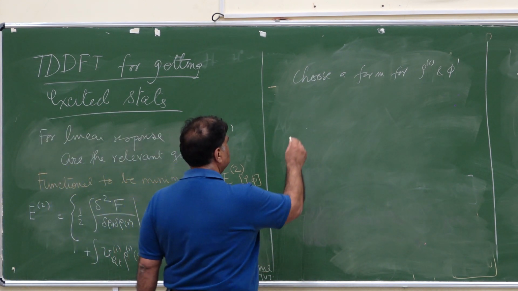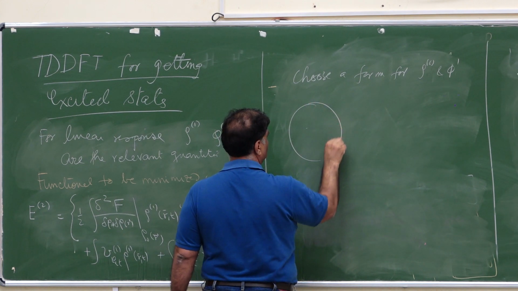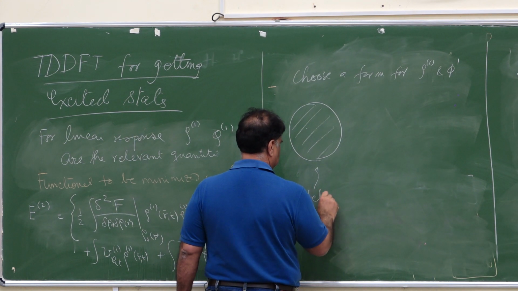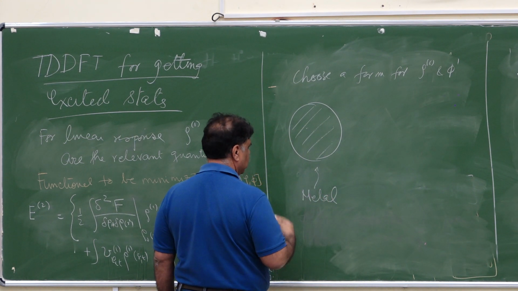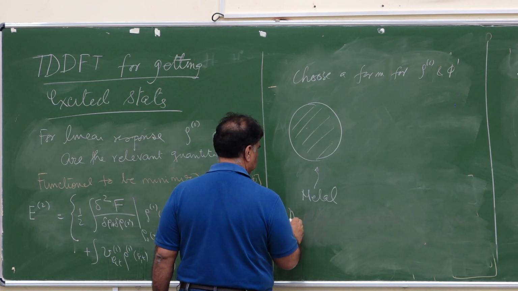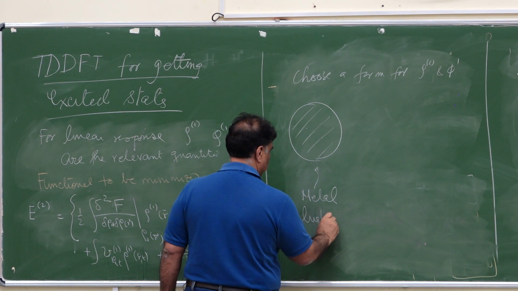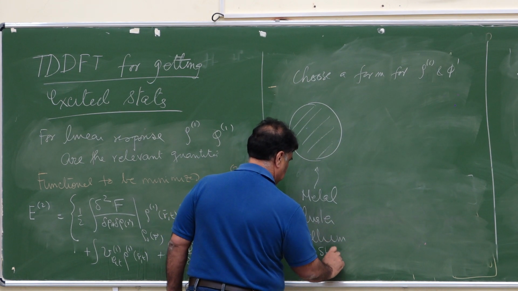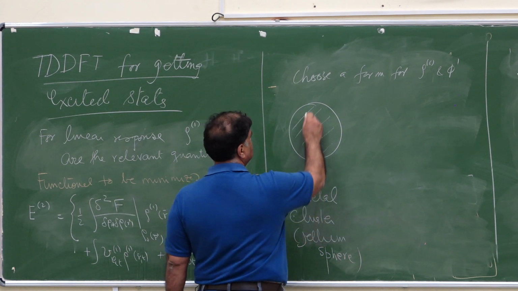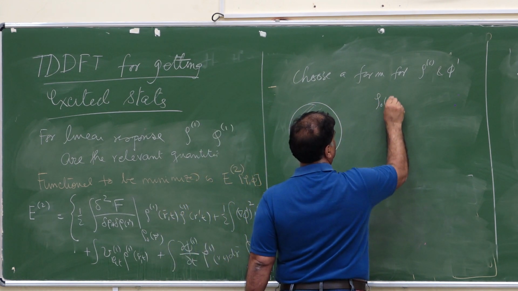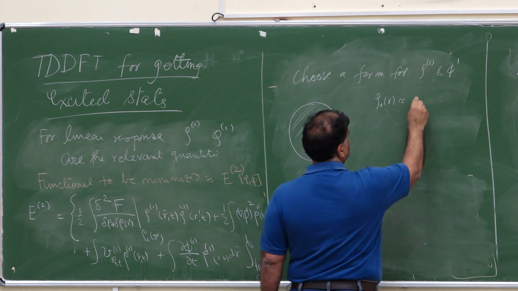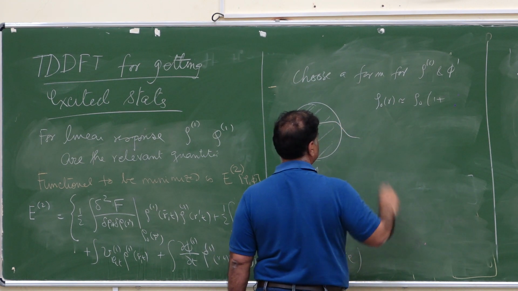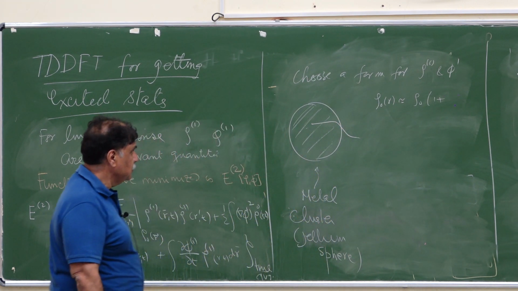So for example, if I take a sphere, a metallic sphere, and since we are talking about quantum mechanical small systems, a metallic cluster, a sphere, say a gallium sphere. The density is some rho naught. Rho naught of R is going to be like this. Some form is chosen. Okay, I have a rho naught.